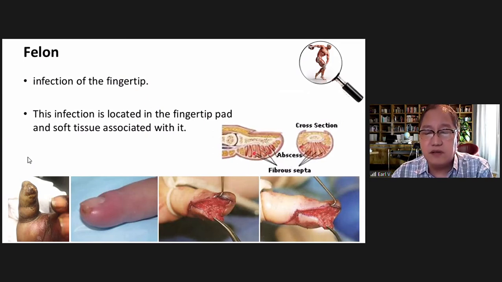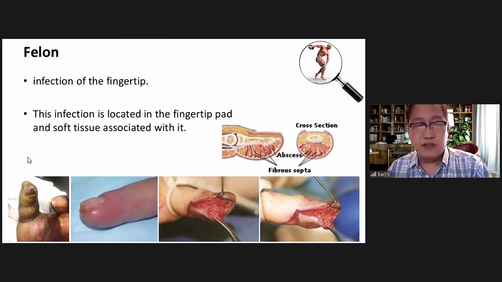There is pus at the volar aspect at the tip of the finger, and there is an abscess. This infection is located in the fingertip pad, a soft tissue. Because of the rich nerve supply here, this is very, very painful. And the problem here, because of the thickness of the anterior surface of the fingers, sometimes this causes resorption of the bone and deformity.